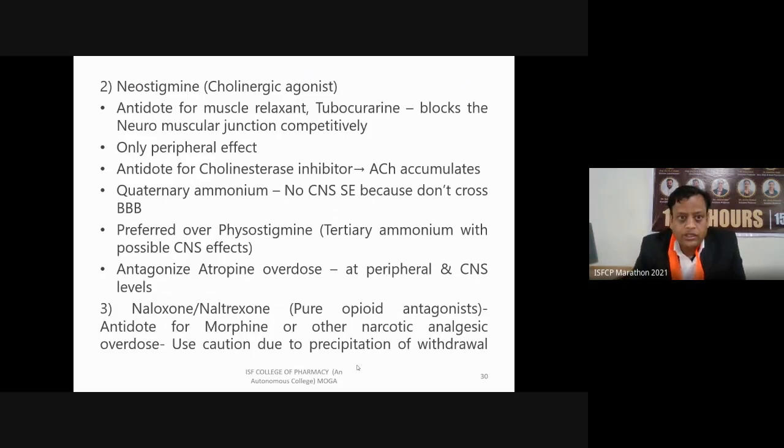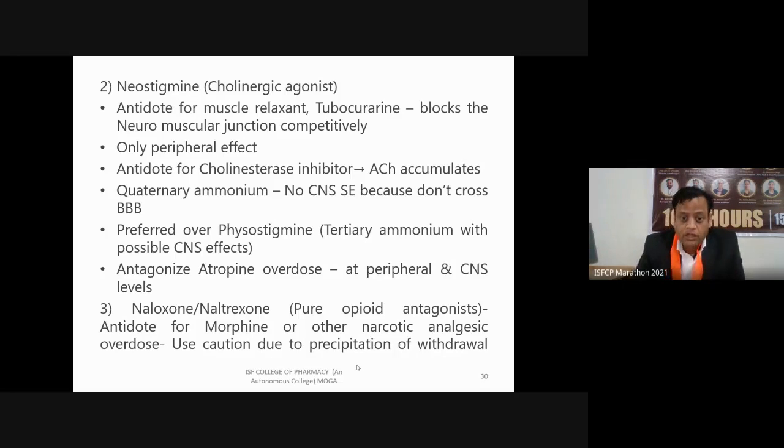Further, neostigmine, a cholinergic agonist, is also used as an antidote for muscle relaxants. Tubocurarine blocks the neuromuscular junction competitively and produces only peripheral effects. Neostigmine is used as an antidote for cholinesterase inhibitors, where acetylcholine accumulates. Quaternary ammonium ions are also used, and furthermore we use naloxone and naltrexone, which are pure opioid antagonists. They are generally used in the toxicity of morphine, as antidotes for morphine poisoning.